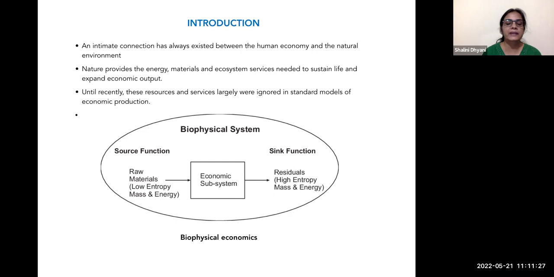And all these materials, these biotic and abiotic components, combine together and give you diverse ecosystem services, or nature's contribution to people, that are important to sustain human life and also to expand economic output. Now it is very clear that the entire economy is dependent on the natural environment, and this economic development is based on the mass balance theories that are running this entire ecosystem.